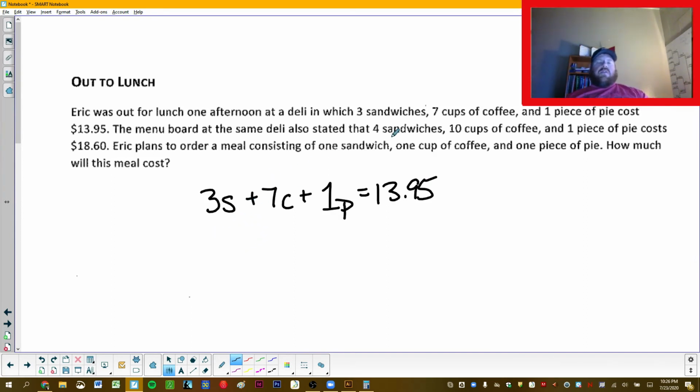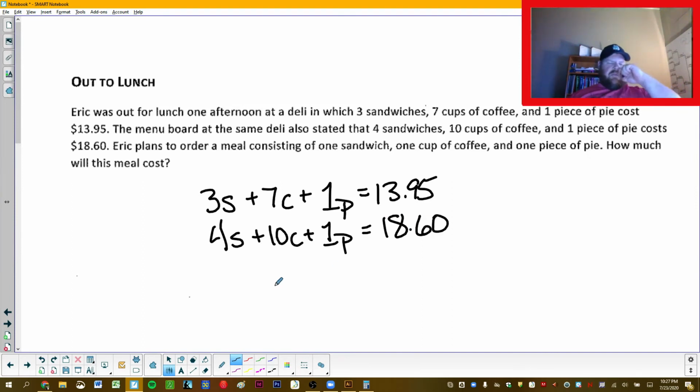The menu also shows a combination of 4 sandwiches plus 10 cups of coffee plus the same piece of pie is equal to $18.60. Now this would be a really easy problem if they gave us one more combination of the 3 items. The problem is it doesn't. So we have to figure that part out. Here's how we're going to look at this. What we want to find is what 1 sandwich, 1 cup of coffee, and 1 piece of pie cost.